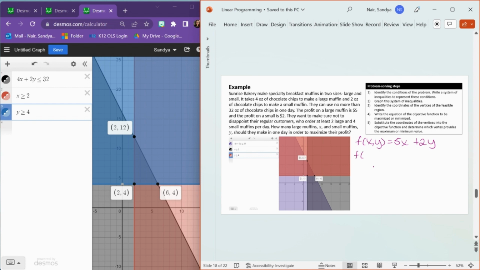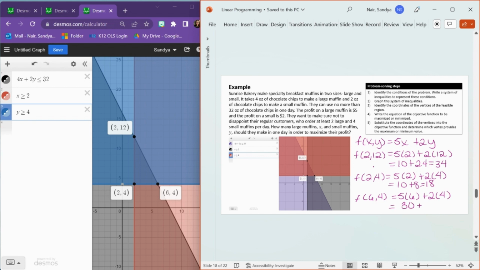So now let's take this objective function, our f of x,y equals 5x plus 2y, and let's plug in those vertices. So we have f of (2, 12), so that's 5 times 2 plus 2 times 12. So that's going to be 10 plus 24, which is 34. Then we have f of (2, 4), which is 5 times 2 plus 2 times 4, which is 10 plus 8, which is equal to 18. Then we have f of (6, 4), which is 5 times 6 plus 2 times 4. So that's going to be 30 plus 8, which is 38.